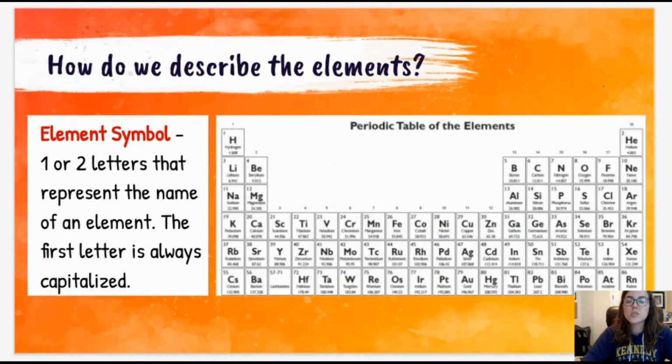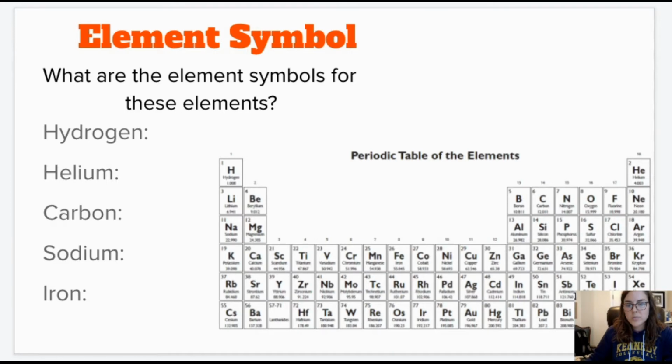So first off, how do we describe the elements? One thing that we use is called an element symbol. It's one or two letters that represent the name of an element. The first letter of this symbol is always capitalized. So, what are the symbols for these elements?